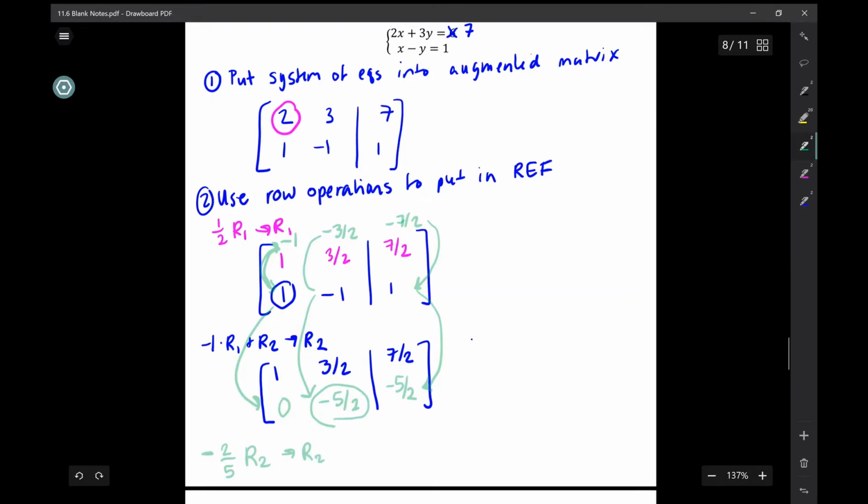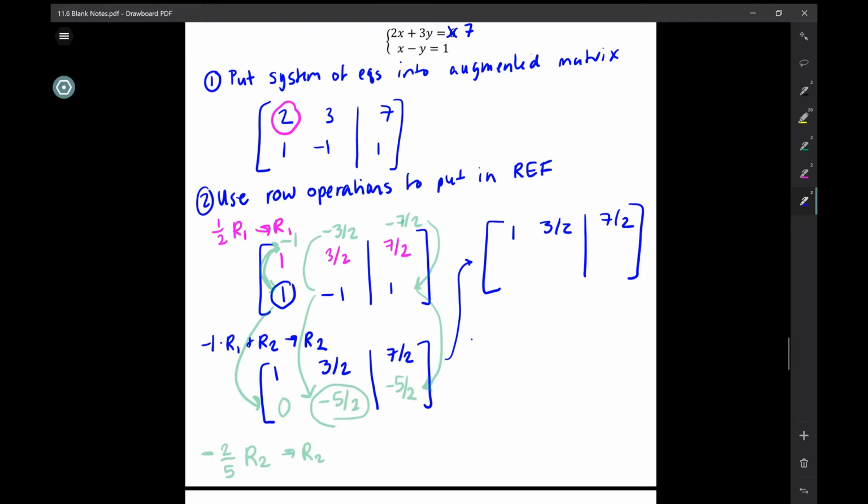All right, so we'll come up here. Row 1 is still the same, 1, 3/2, 7/2. Row 2, I'm now multiplying each value by -2/5. Well, 0 times -2/5 is 0. -2/5 times -5/2 is 1. And again, -2/5 times -5/2 is 1. And now my matrix is in row echelon form.